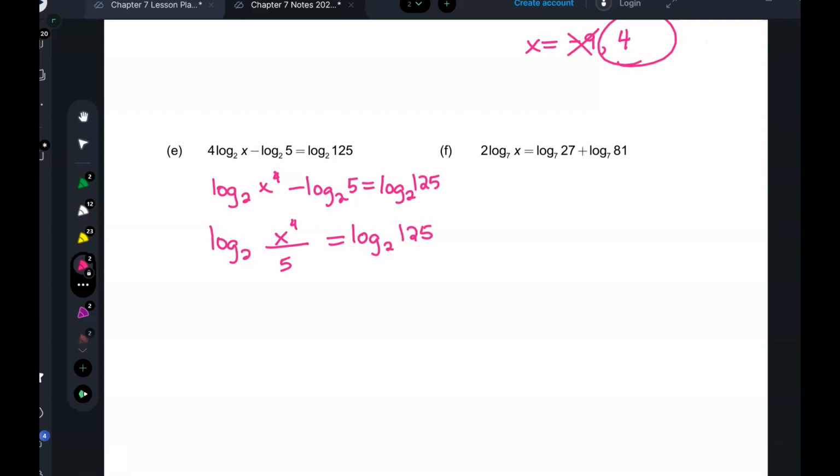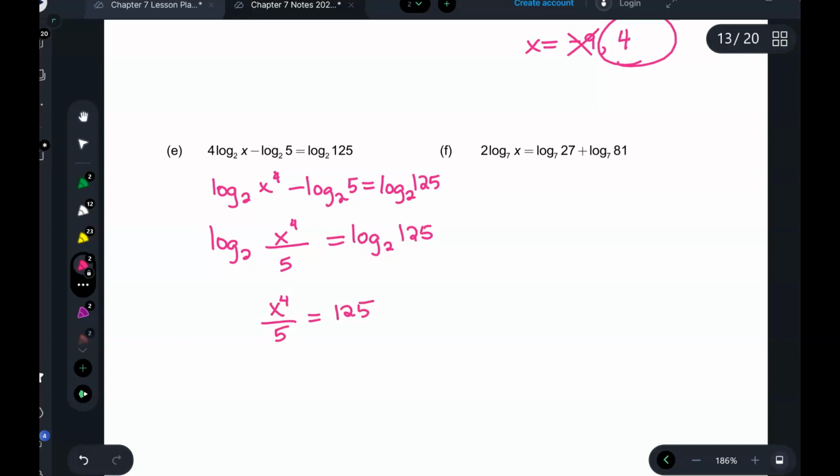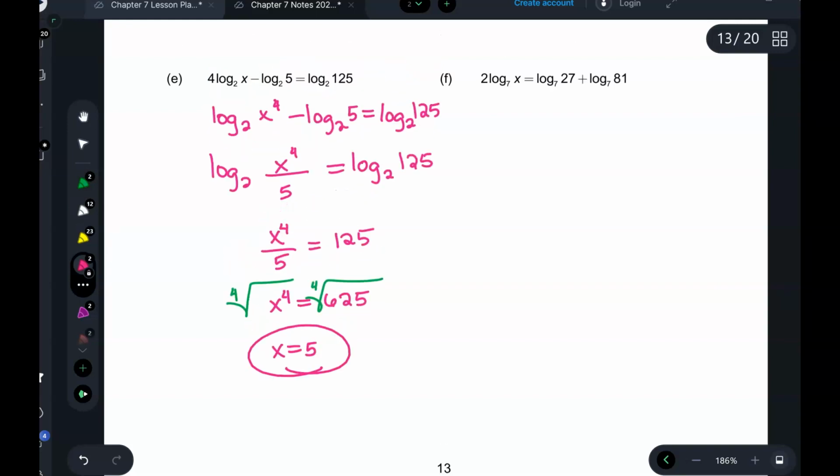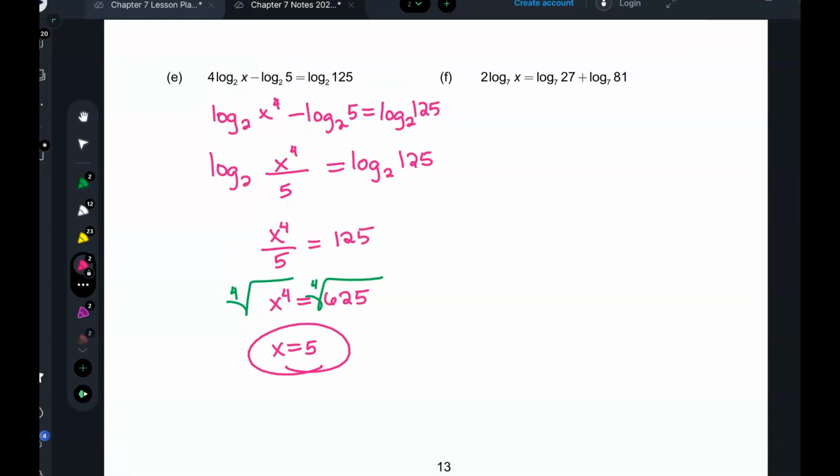Okay. This one is like the other ones we did. You have a log on each side, so they cancel, and we get x to the 4th over 5 equals 125. Multiply by 5. So then x to the 4th equals. Good. All right. Last one.